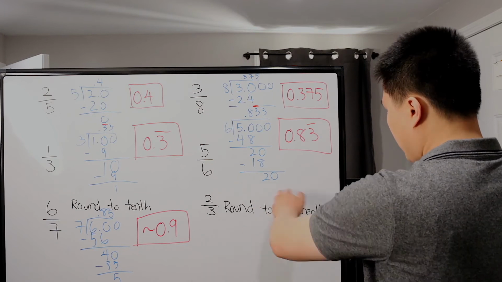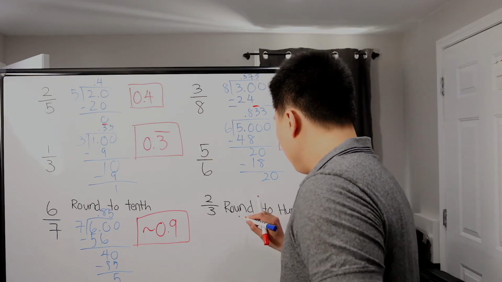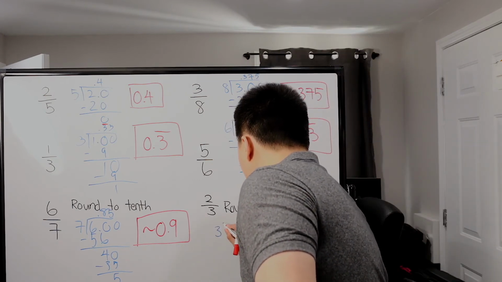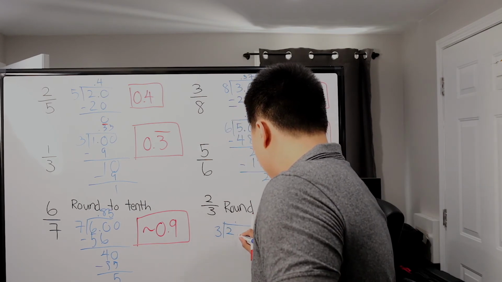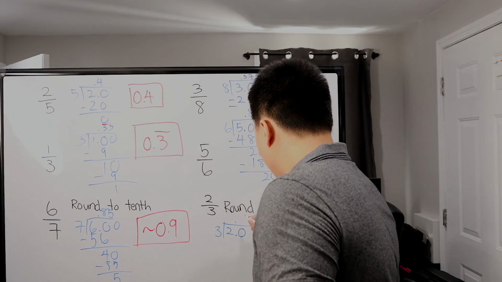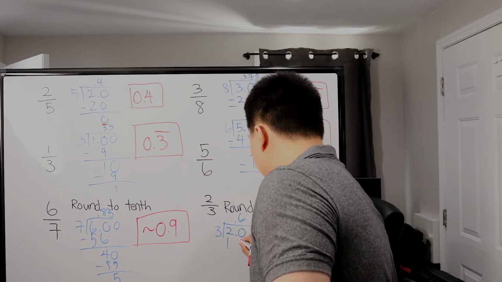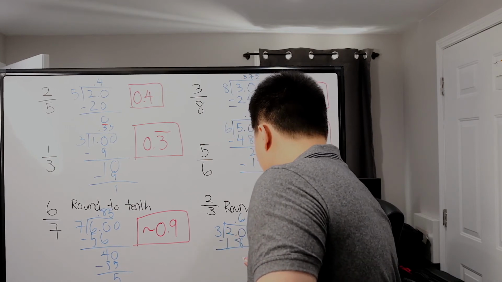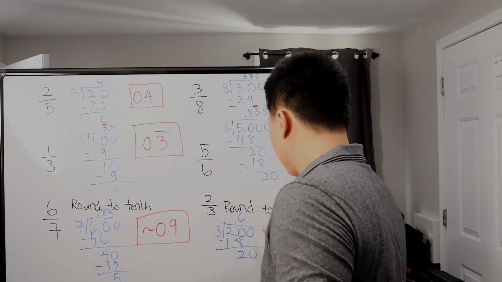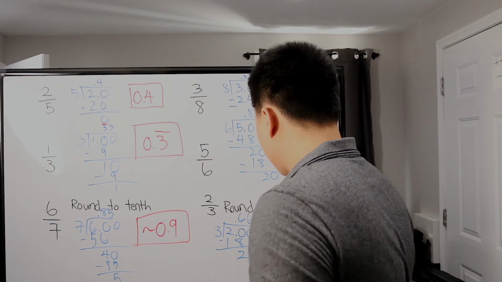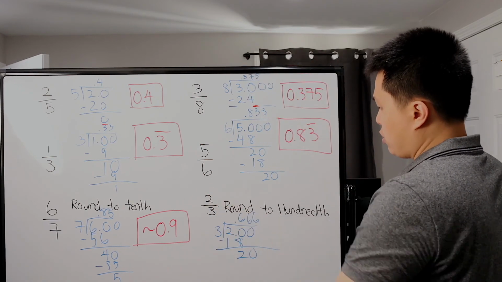Now we have the last one. We have 2 over 3, round to the nearest hundredth. So we have 3 on the outside with 2 on the inside. Okay, can't do anything, so decimal, 0, that's 20. Goes in there 6 times, it's going to be 18, subtract, and now you have 2. Okay, if we bring down a 0, we realize that it's going to repeat itself, so it's going to keep on going with 6. So this is another one where the 6 goes on forever.